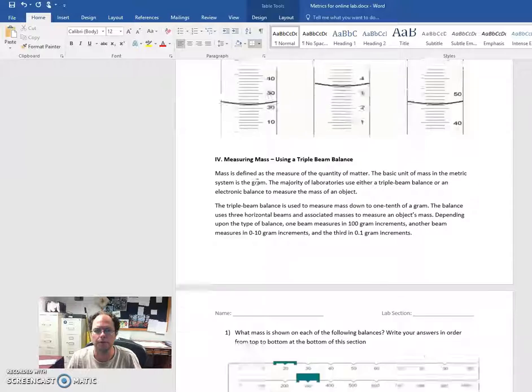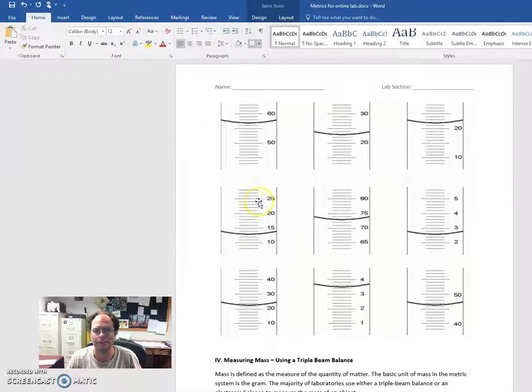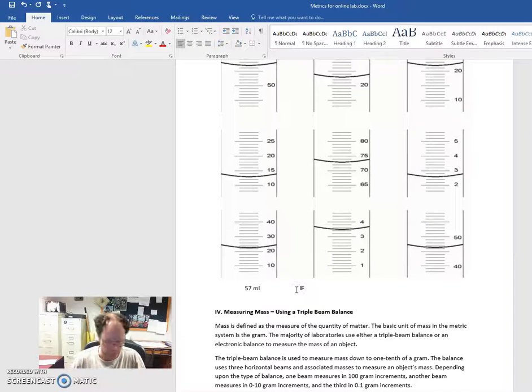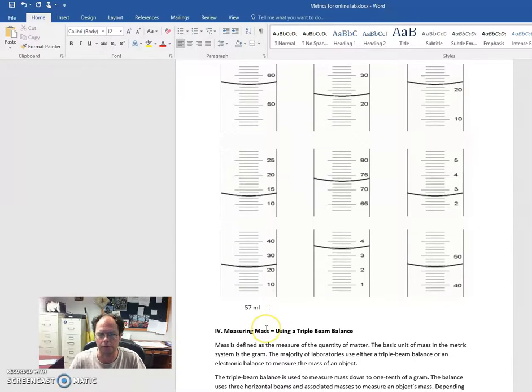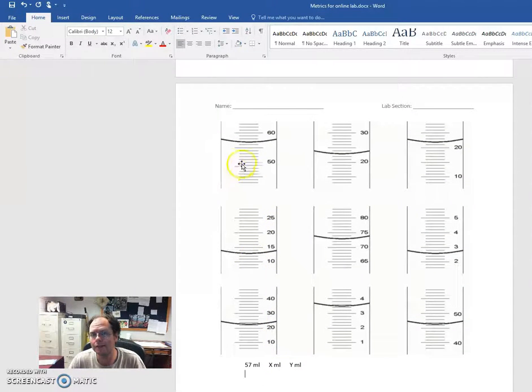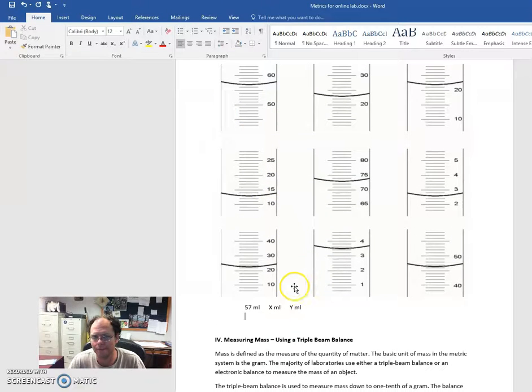All right, so go down. I didn't give you space. You're going to have to insert a little place to write this. You can just type it down at the bottom here, 57 milliliters, and you can type your next one. Actually, since they're written across, you could do 3 rows of 3. So this next one would be X milliliters, and your next one would be Y milliliters. Be careful on these. Some of these do not represent 1 milliliter per line. For instance, right here, if you count between 20 and 30, there's 5 lines. So each one of these lines represents 2 milliliters.